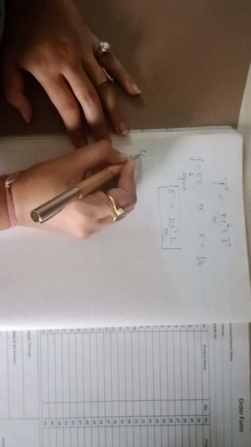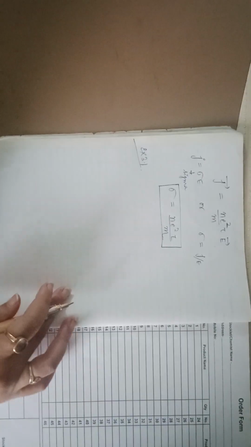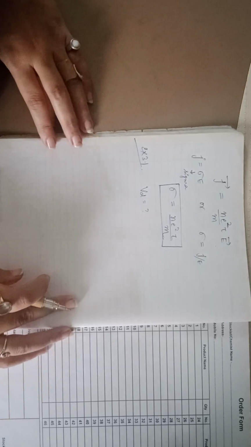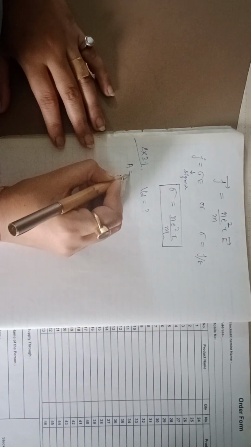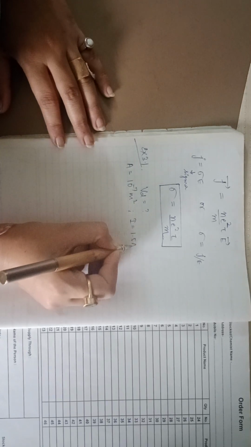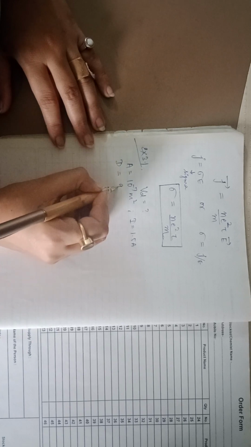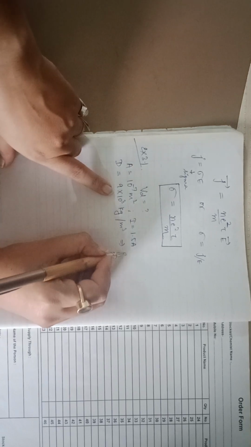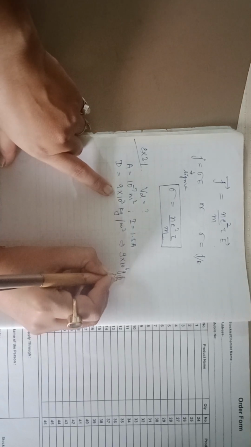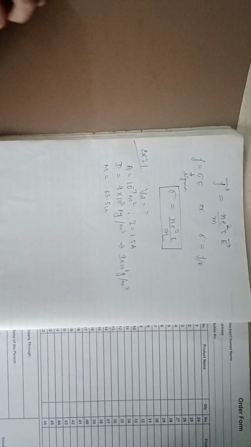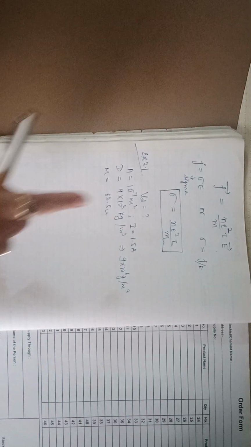Okay, this was example 3. Example 3.1 is given, in which you find velocity. To find velocity, A is equal to 10 power minus 7 meter square, I is equal to 1.5 ampere, density is equal to 9 into 10 to the power 3 kg per meter cube. You can convert into gram as 9 into 10 to the power 6 gram per meter cube. Also, mass is given, which is 63.5 unit. Okay, we have to find Vd.